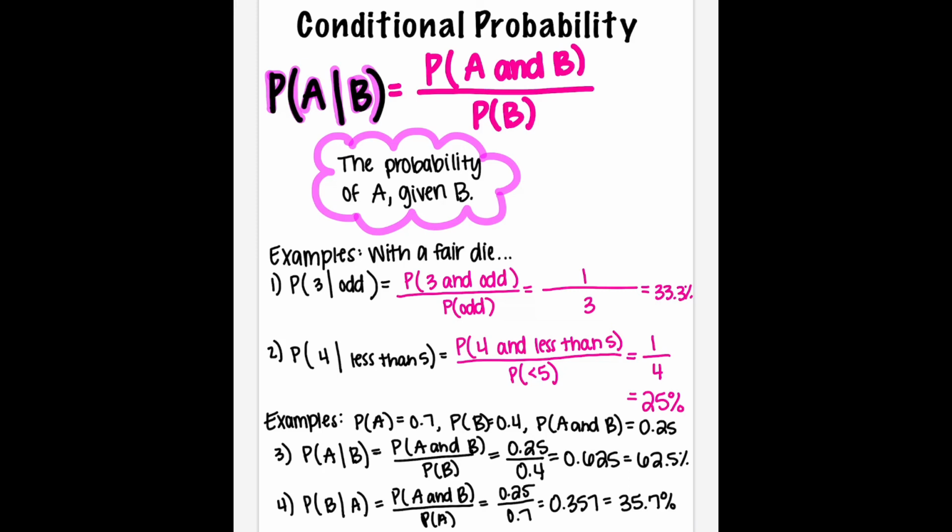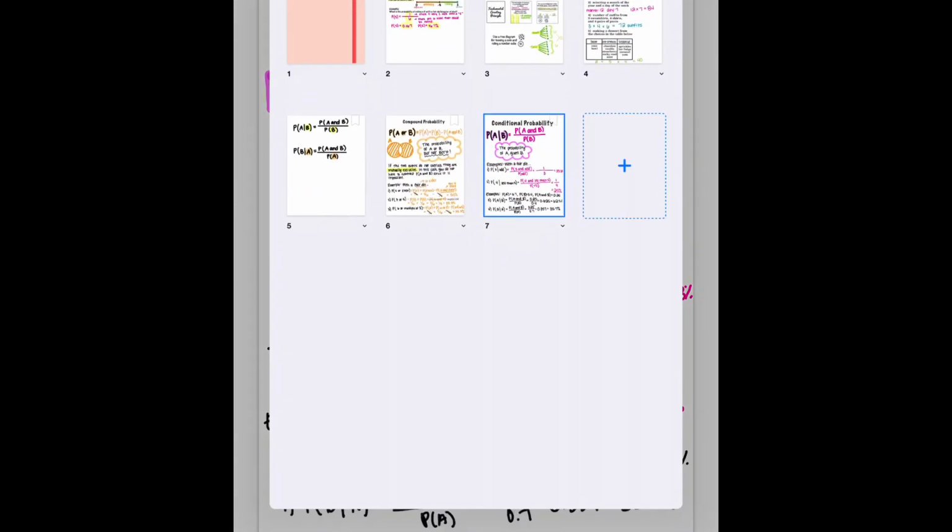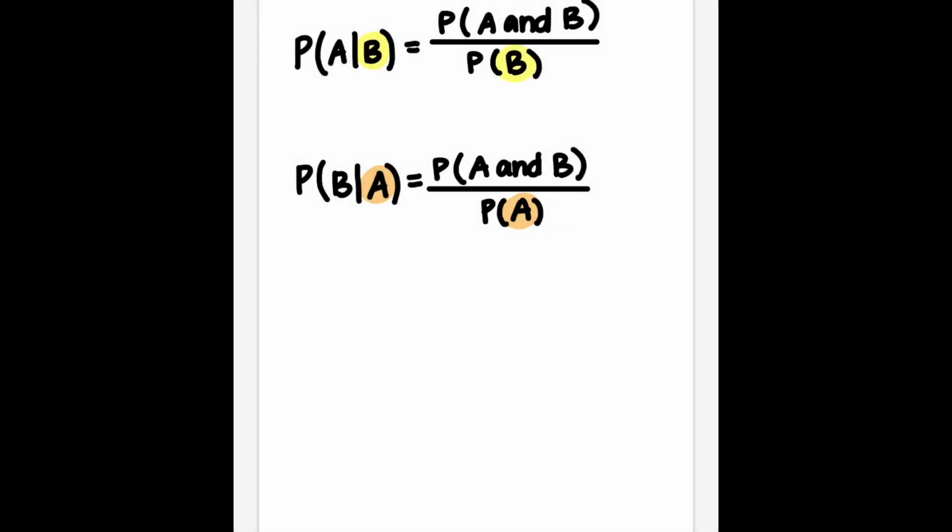For examples 3 and 4, I just want to point out that you should be very aware of the second letter, because that's the one that goes on the bottom. See how I have it highlighted here, the probability of A given B. Whatever letter comes second, that's the one that goes on the bottom. And for the probability of B given A, that one goes on the bottom. So just be aware of that, but you can always think of it as out of B, how many were also A, or out of A, how many were also B.